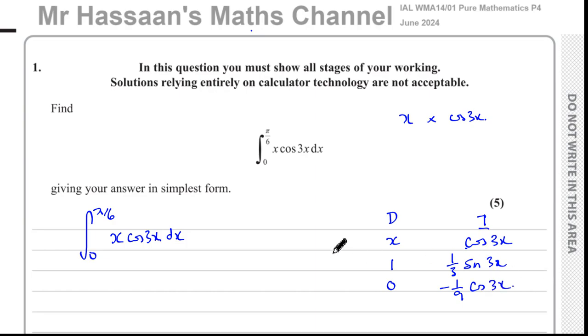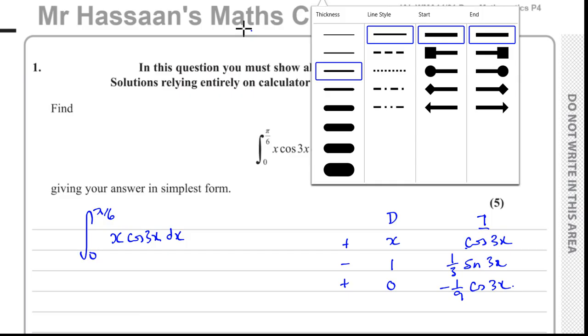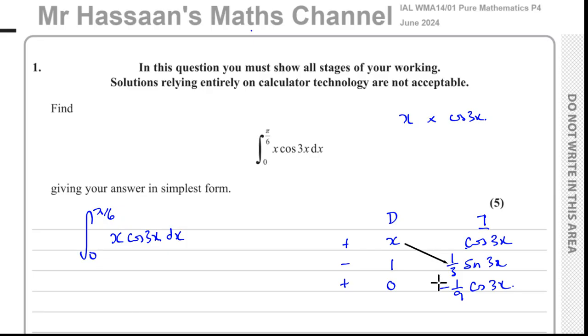Then in front of the first row, you put a plus. In front of the second row, you put a minus, and you alternate them as far as you need to go. We can stop at the 0 here. And then we basically do the following. We multiply this with this and subtract from that. So it's plus this times that, minus 1 times minus 1/9 cosine 3x. And that will give us our integral.